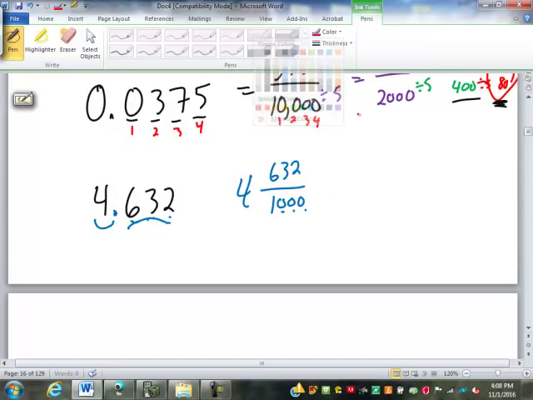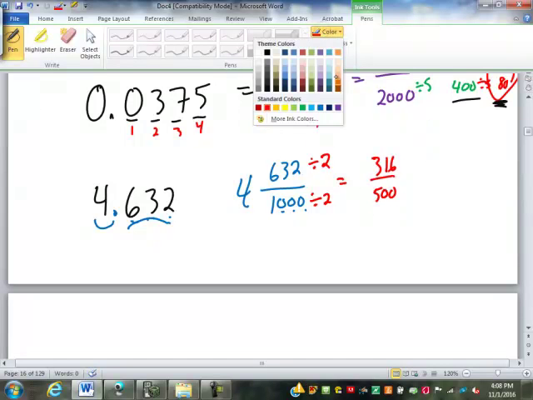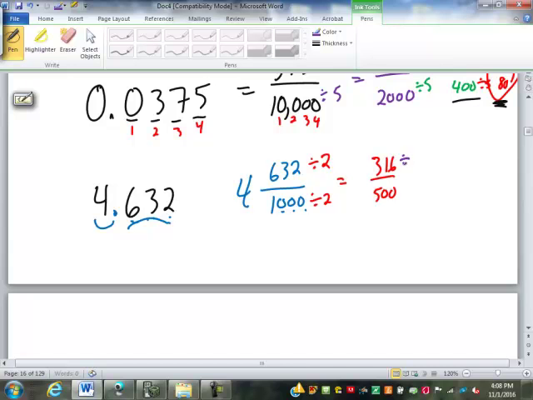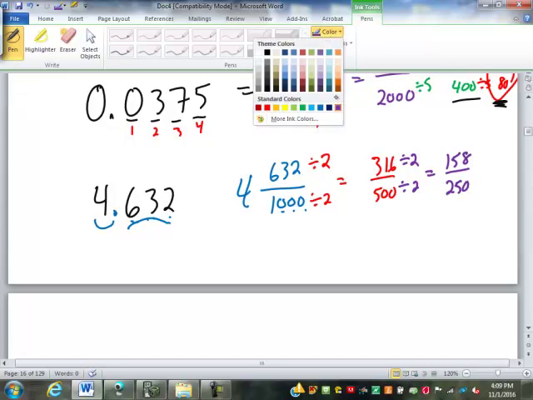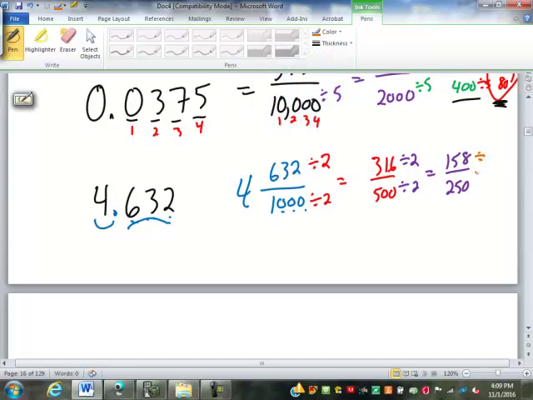Now, of course, I can reduce that fraction. 632 and 1,000 can both divide by, well, they're both even, so I'd see that right away. They divide by 2. So it'd be 316 over 500. Are we done? Obviously no. What can they still be divided by? 2 again, they're still both even. So 316 divided by 2 is 158. 500 divided by 2 is 250. Are we done? No, they can still both be divided by 2.